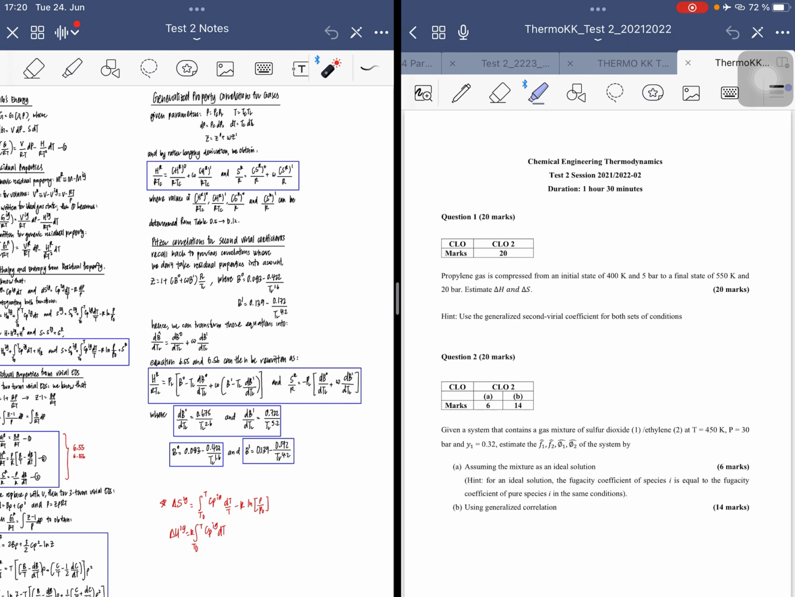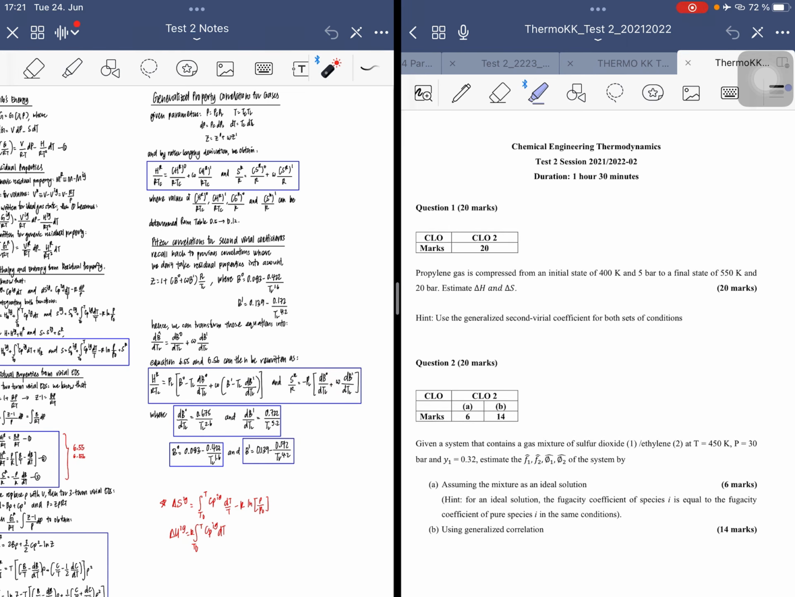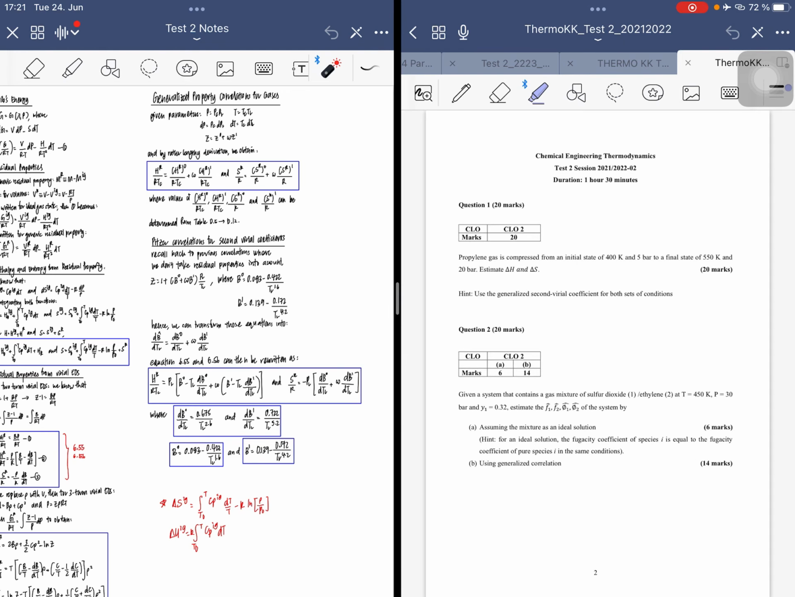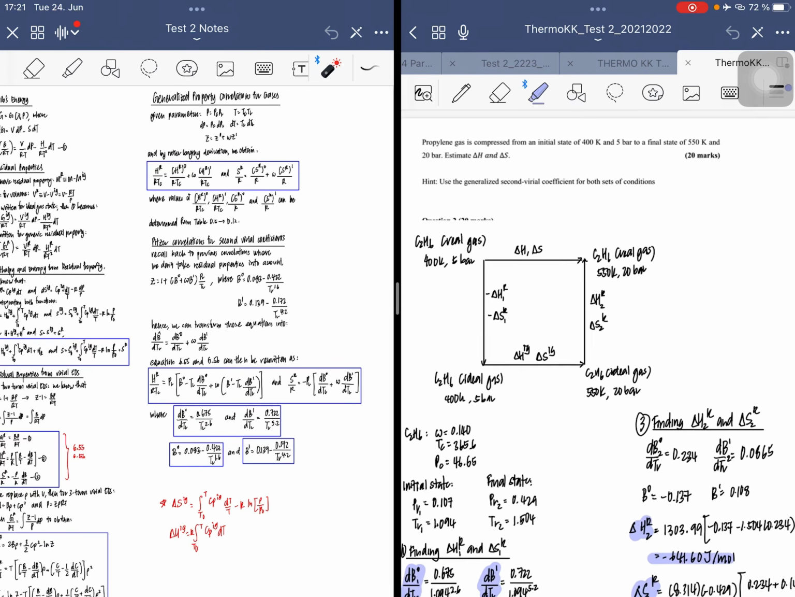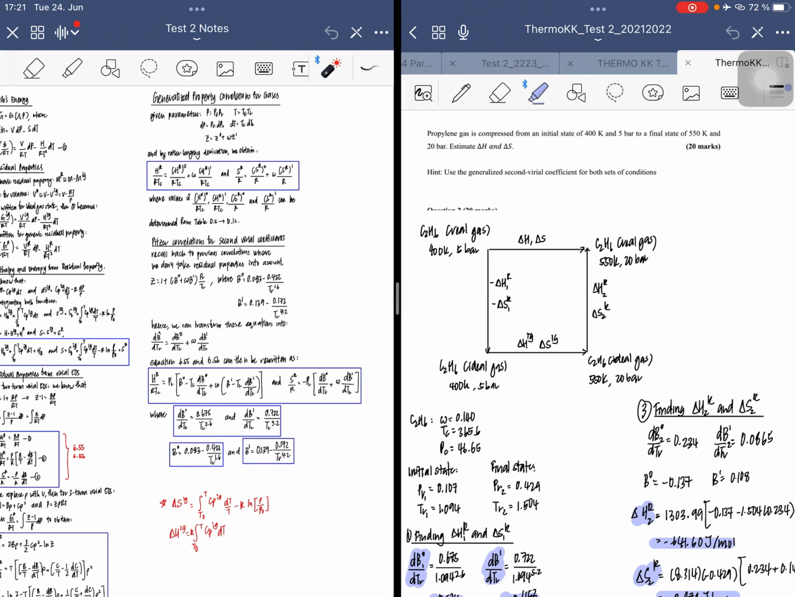So let's go through the questions first. The first question: propylene gas is compressed from an initial state of 400K and 5 bar to a final state of 550K and 20 bar. Estimate the enthalpy and the entropy.